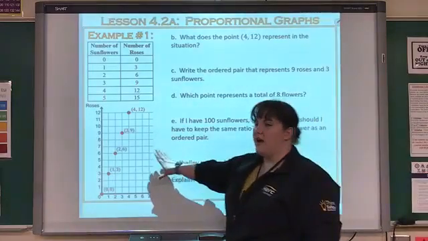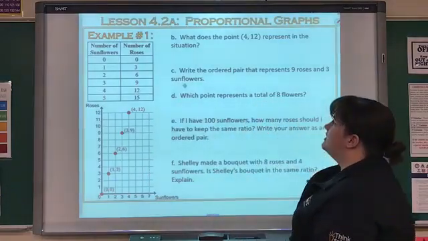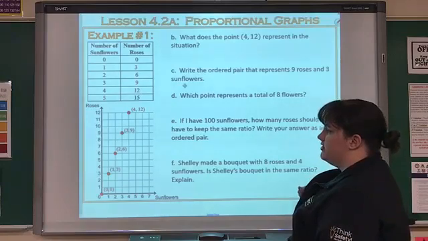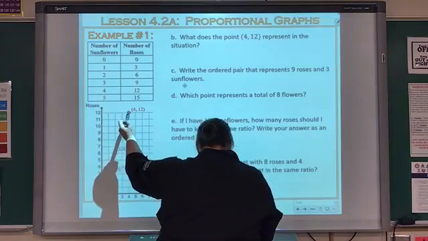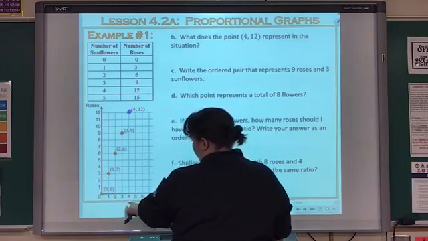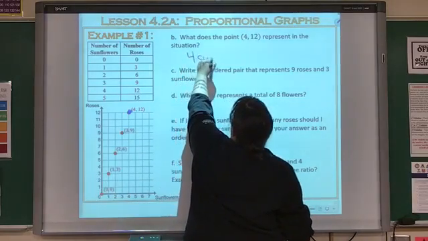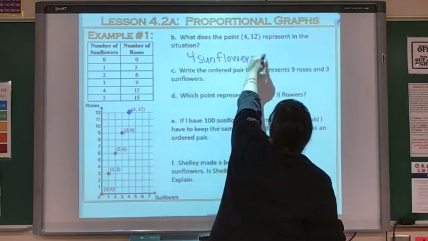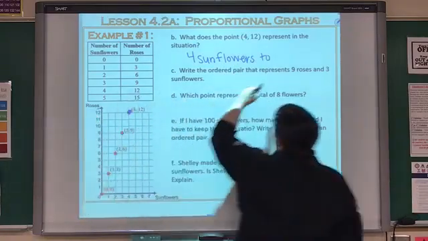Now this is the same graph we just had. It's labeled and we have our table still. We want to know, what does the point 4, 12 represent in the situation? So if we look, 4, 12 is right here. That means we have 4 sunflowers compared to 12 roses.